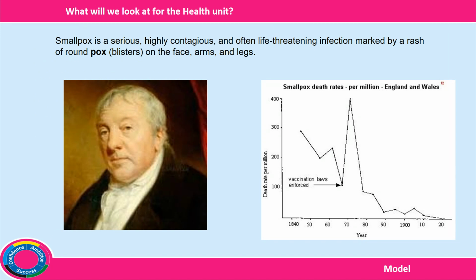So we're going to focus a little bit more in this session on one particular invention that comes about, and it's related to smallpox. So smallpox was a deadly disease that killed thousands of people every year. It's a serious, highly contagious, and often life-threatening infection marked by a rash of round pocks or blisters on the face, arms, and legs. Smallpox spread from contact with infected persons, and it's believed that the disease came from crusaders or travellers that had contracted it in Japan, China, and India in the medieval period.